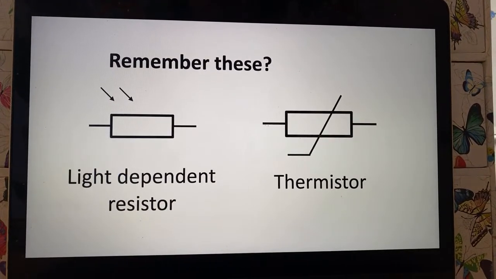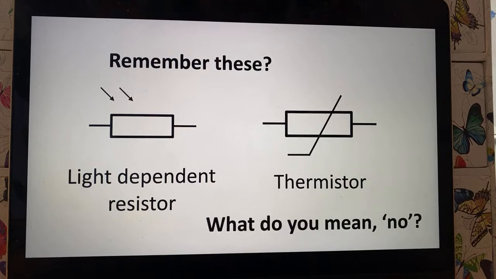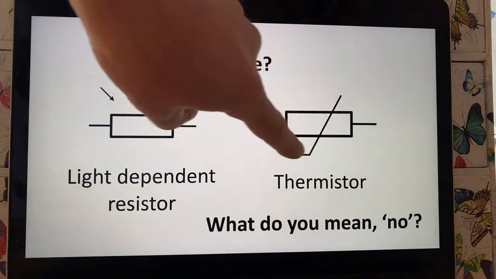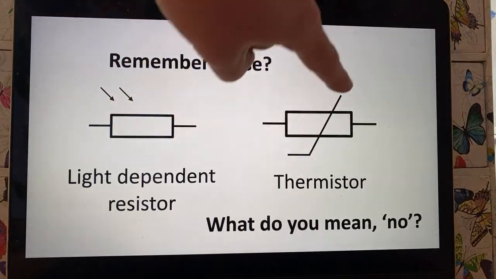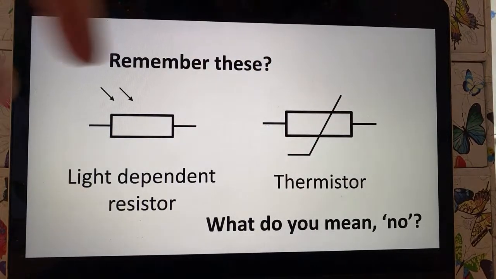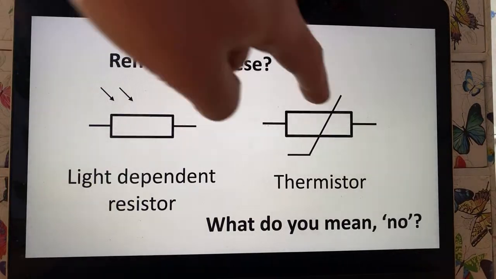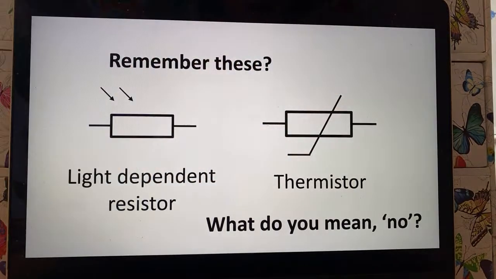Do you remember a light-dependent resistor and a thermistor? What do you mean, no? Well, it's a chance to revise them, isn't it? That's the whole point. I am going to show you an incorrect diagram of a thermistor later on, so let's just focus people and remember that this is the correct one. It's, I don't know how you remember that. It's a little stick person's foot, isn't it, standing in front of a resistor. And which foot is it? It's its right foot, or maybe it's a little, I don't know.